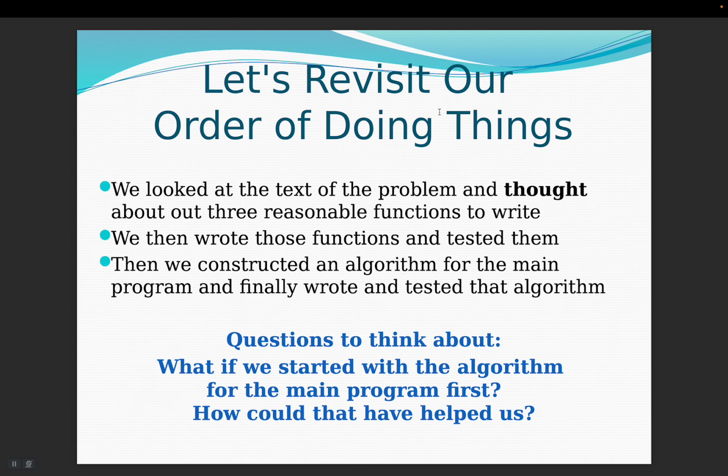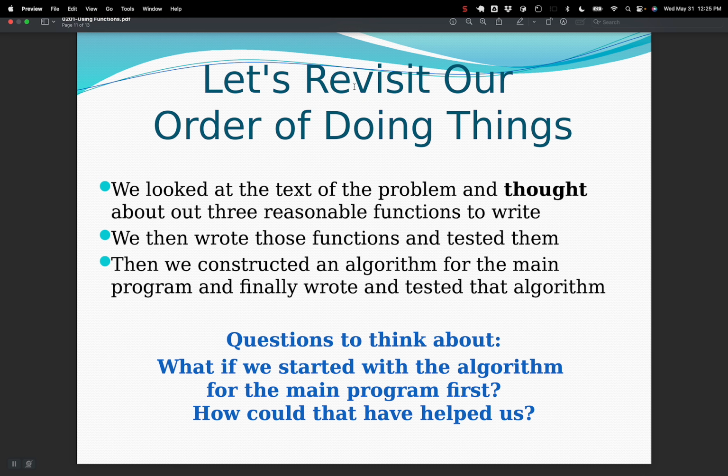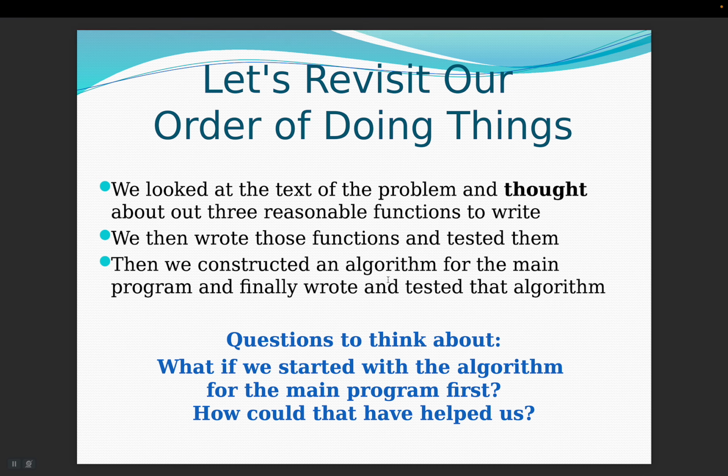So let's revisit our order of doing things. We looked at the text of the problem and thought about the 3 reasonable functions to write. We then wrote those functions. And tested them. Then we constructed an algorithm for the main program and finally wrote and tested the algorithm. Questions to think about. What if we started with the algorithm for the main program first? How could that have helped us? Okay, so let's keep that in the back of our mind.